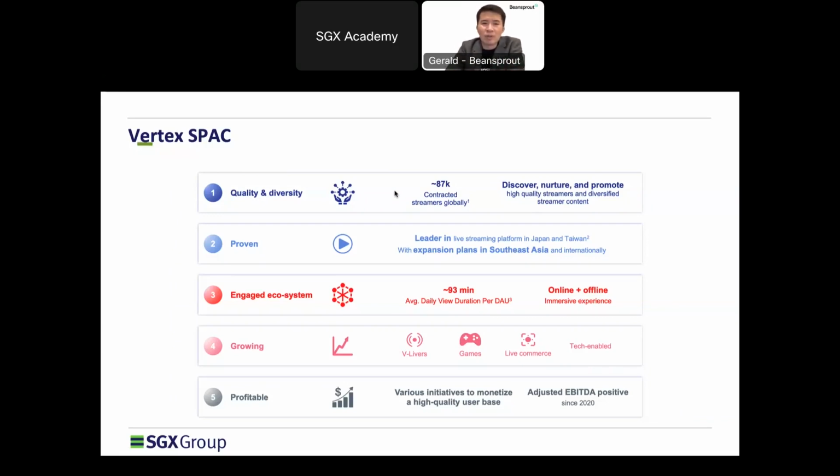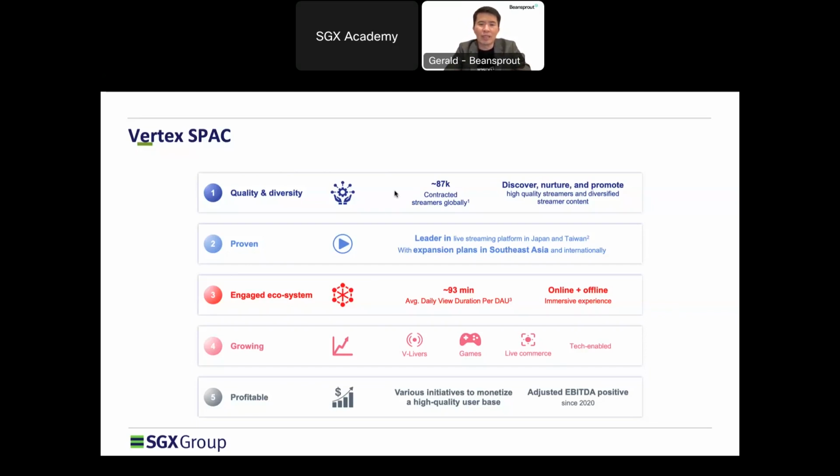Number 1, in terms of what 17 Life is believed to be by Vertex, it is a leader in live streaming platforms in Japan and Taiwan. At the same time, it has expansion plans in Southeast Asia as well as internationally.